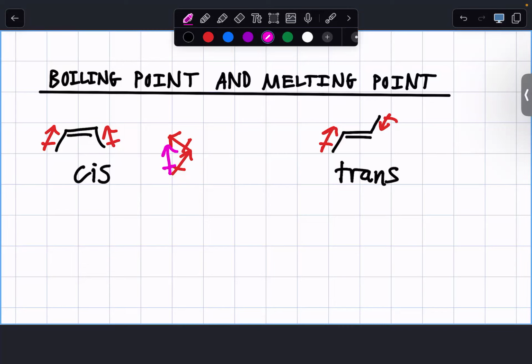If we look at the other one, what do you guys predict is going to happen when we add it up? Yeah, no dipole moment, because once we start at the tip here and add the other vector, it goes back down to where it started. So there's a zero net dipole moment. That means that the cis alkene is polar. The trans alkene is non-polar.